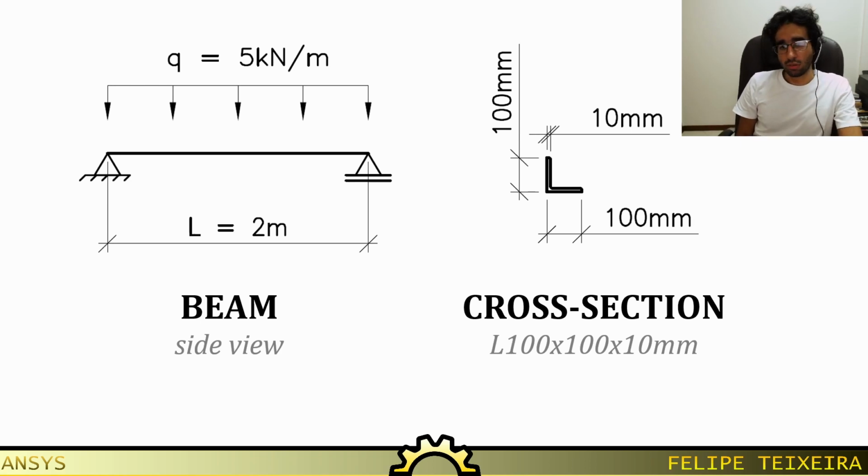Alright, so this is the problem we're going to be looking at today. On the face of it, it's quite a simple problem. It's a simply supported beam, two supports on each end, as you can see on the image, and a uniformly distributed load of 5 kilonewtons per meter. And the cross section of this beam is the angle, the L-shaped section.